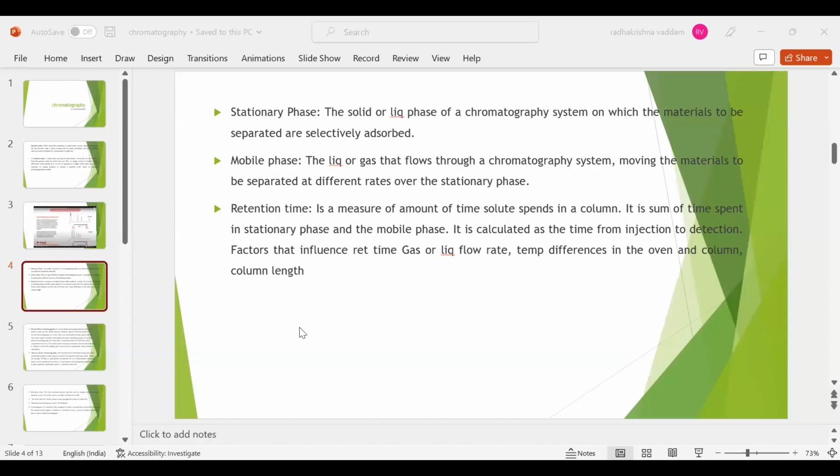Today I will discuss introduction of chromatography. In this, I will discuss different definitions of chromatography and also numericals, formulas required to solve the numericals. So first thing is stationary phase.